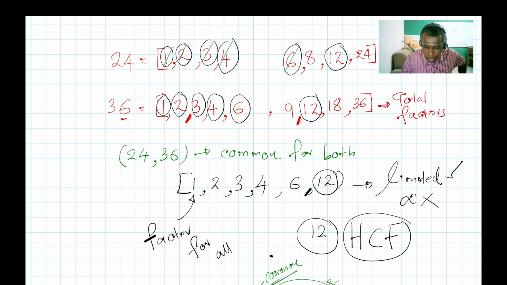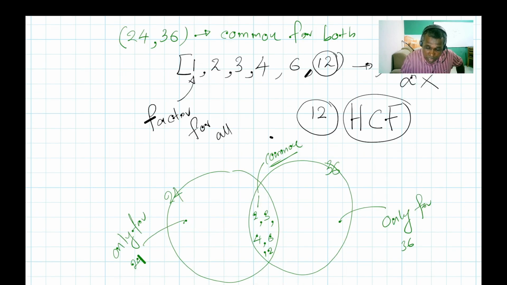This one is already taken. 8 and 24 is not selected here. That is only for 24. It is not in here, so it's not in 36. That is 8 and 24. I can write down 8 and 24.